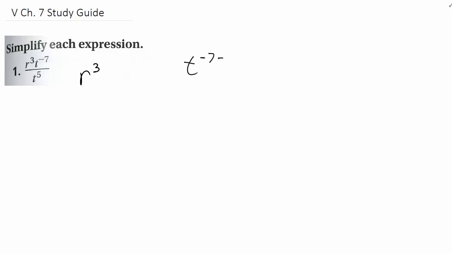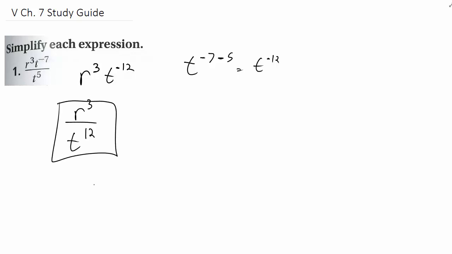Take the negative 7 and subtract 5, and that means you actually get t to the negative 12. So you could write it like this, but we don't leave negative exponents, so it's actually r cubed over t to the 12 is your solution there.